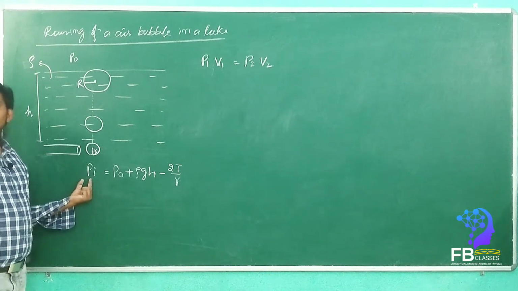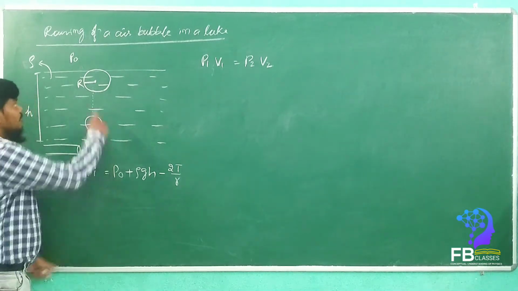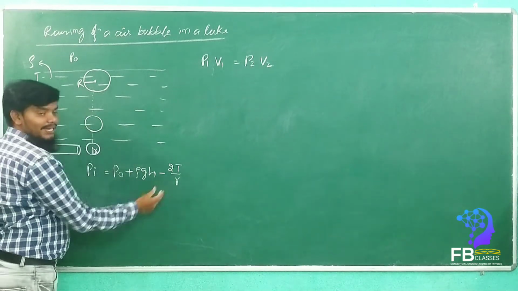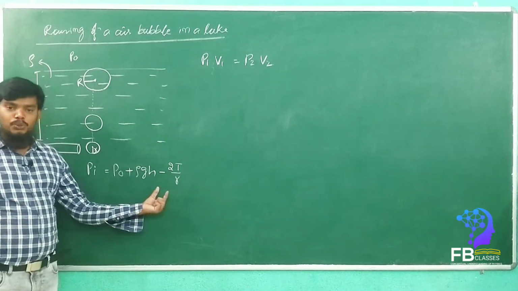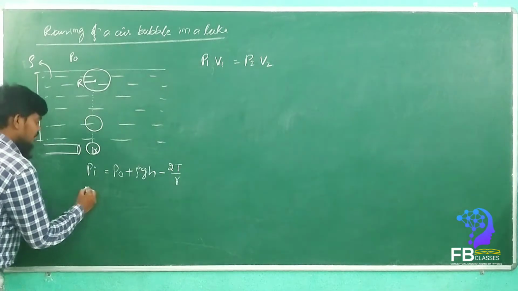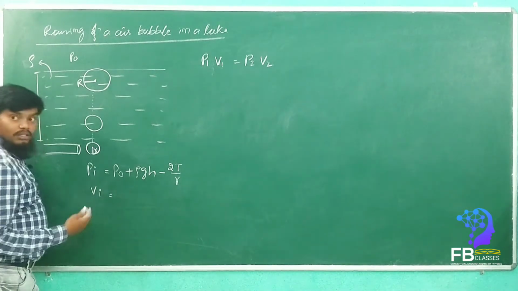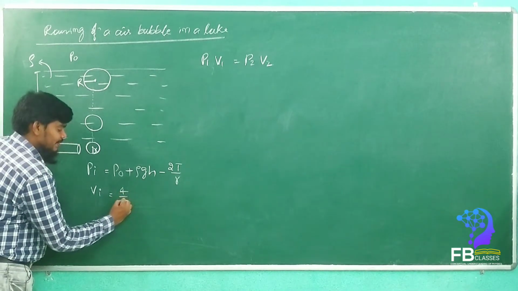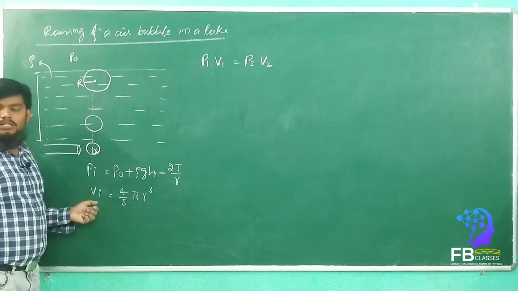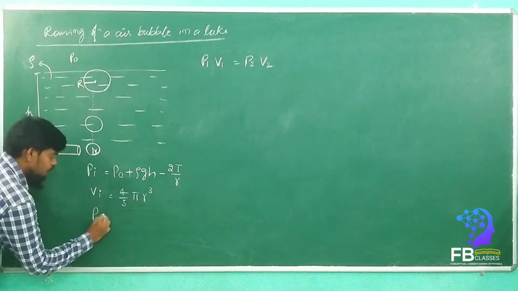So what is the initial pressure here? The initial pressure, my dears, is equal to P naught, atmospheric pressure, plus rho g h due to the liquid column, minus the excess pressure 2T by r. So what is the initial volume here? V initial is equal to how much, my dears? Volume is 4 by 3 pi small r cube. Are you getting my point? Yes or no?